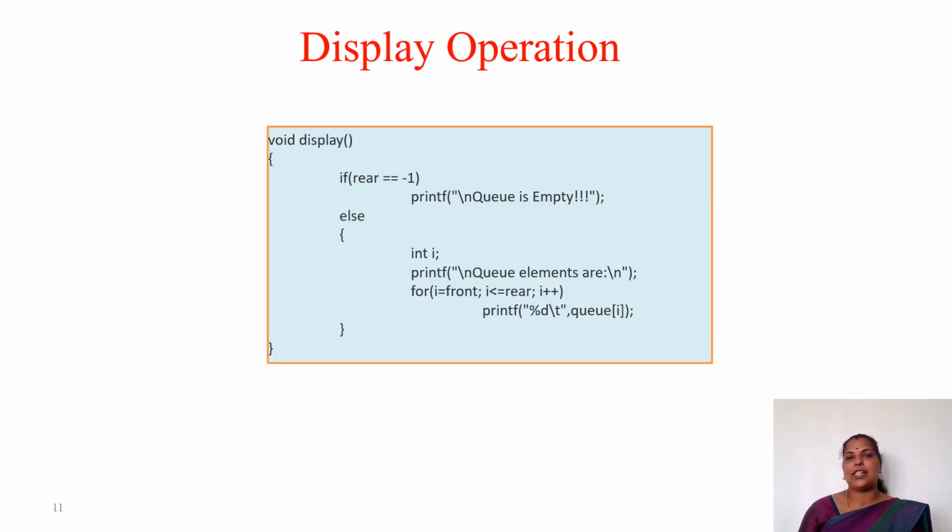Then the display function. Here we check if rear equal to -1, that is, whether the queue is empty or not. If it is -1, the queue is empty. Otherwise we print one by one. The condition is for I equal to front, I less than or equal to rear, I plus plus. Up to I less than or equal to rear, we print all the elements in the queue.